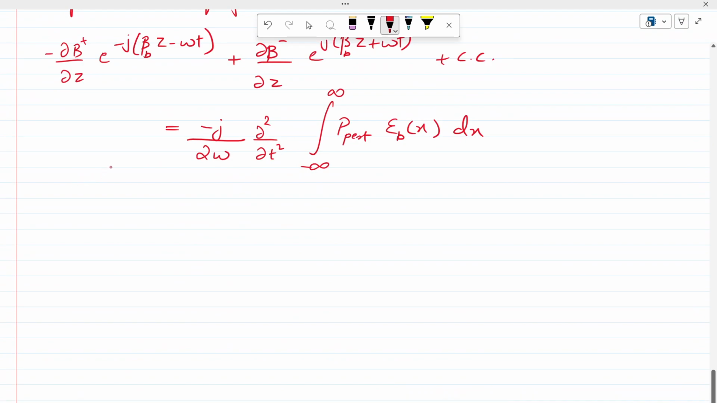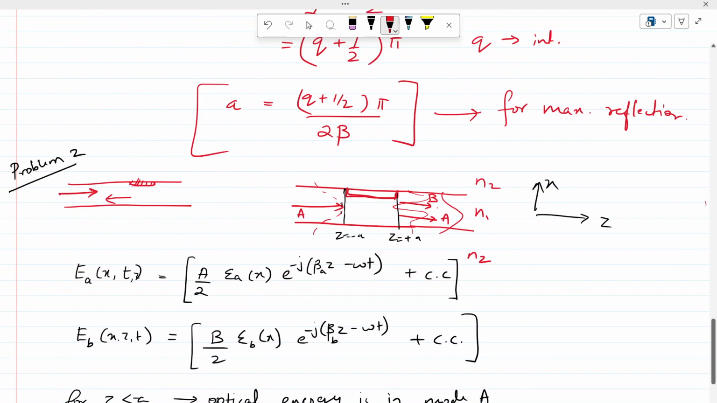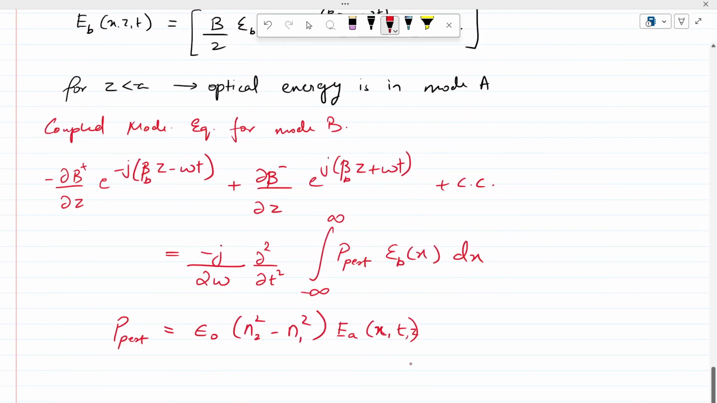So let me first write down what is my perturbation. P pert is equal to epsilon naught, again n2 square minus n1 square, that is the refractive index change, times the electric field. Electric field is predominantly Ea of x comma t. So we assume that the Eb is not formed yet. That is my perturbation, and elsewhere it is zero. So this perturbation exists only in this particular region. Again, I'm not writing down the limits, but we have to understand that it exists only from z equal to minus a to plus a, and from height 0.4 h to 0.5 h.